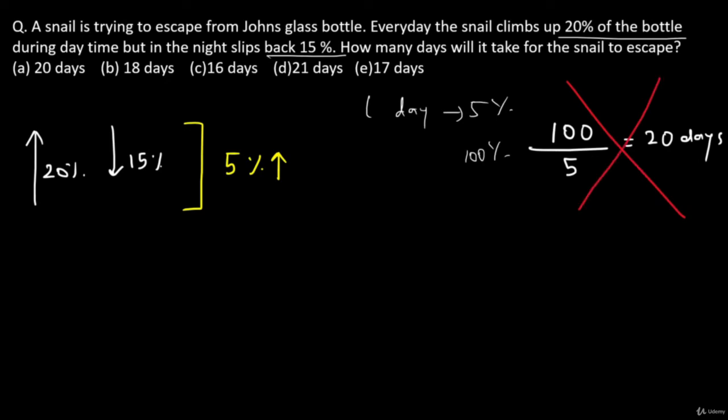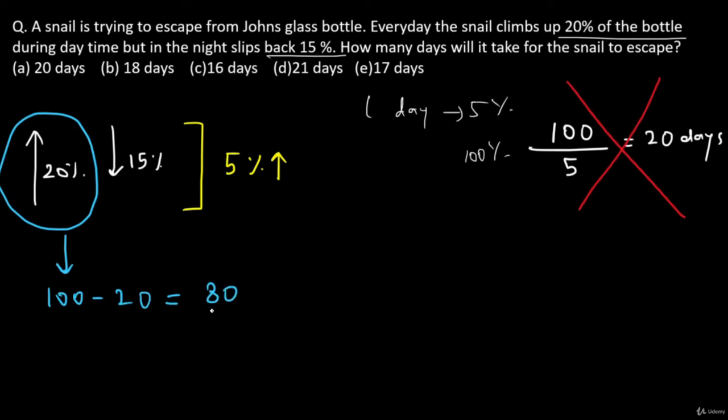Let me try to explain. Now over here we have that the snail first moves up 20%, right? Now what's 100 minus 20? That's equal to 80%. So how many days is required for the snail to reach 80%? That would be 80 by 5, which is equal to 16 days.